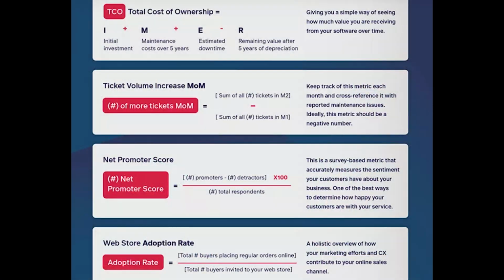A couple of leading indicators that can help there to recognize or identify the cost is, for example, the ticket volume increase, and you're just checking, okay, is the amount of tickets related to the B2B e-commerce platform increasing? First of all, start measuring that. So if you have a ticketing system, for example, in your IT department or in your support department, so it can be both. And let's be clear about it.